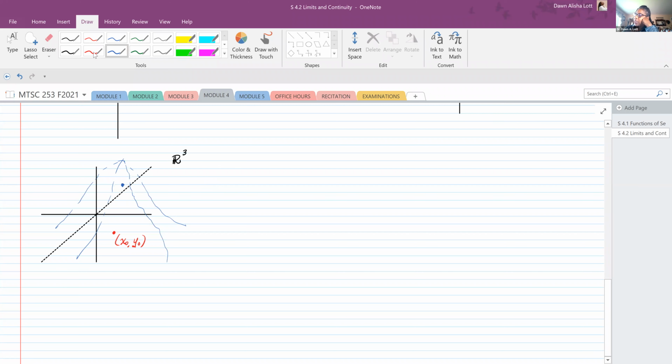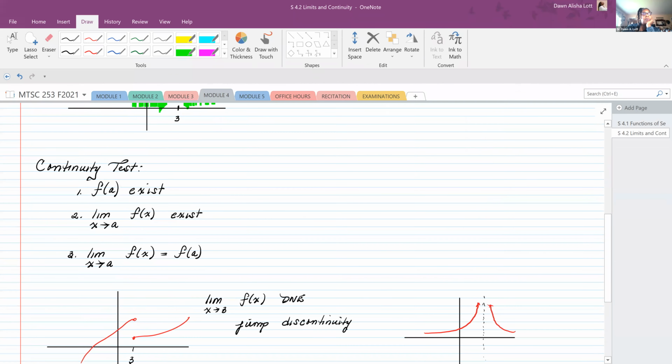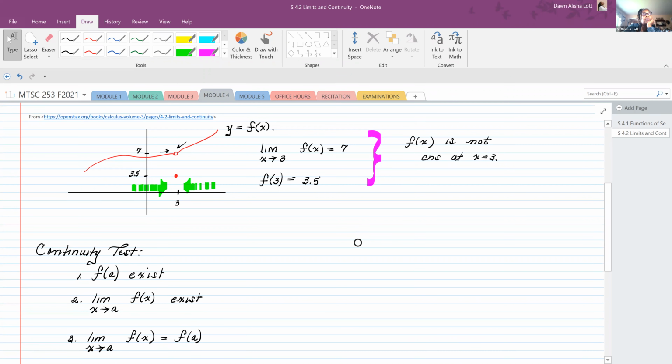But guess what? You see how many different ways I can approach this? Before, I could only approach it from the left and the right. But now I can approach this thing from this angle, from this angle, from this angle. Whereas up here, there was only one way, from the left and from the right.